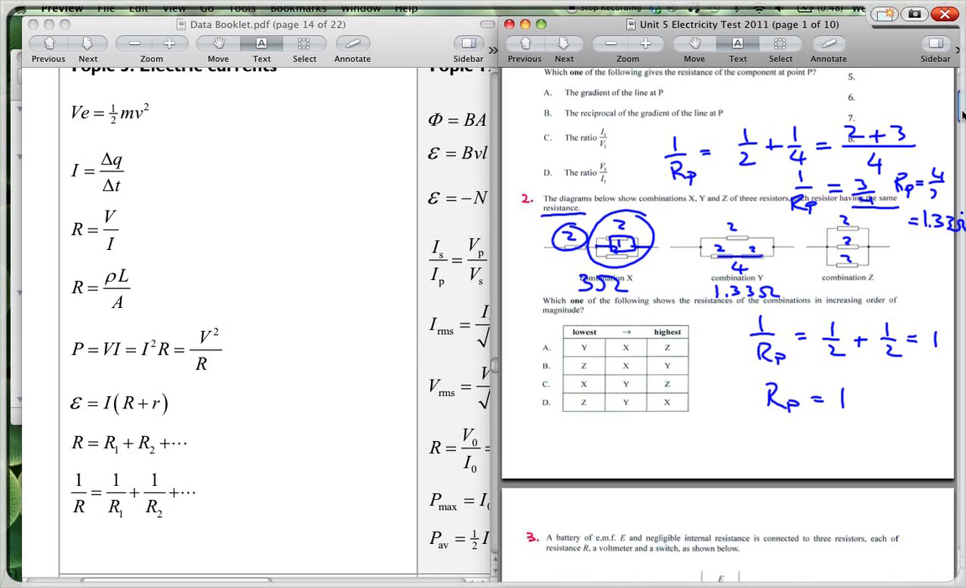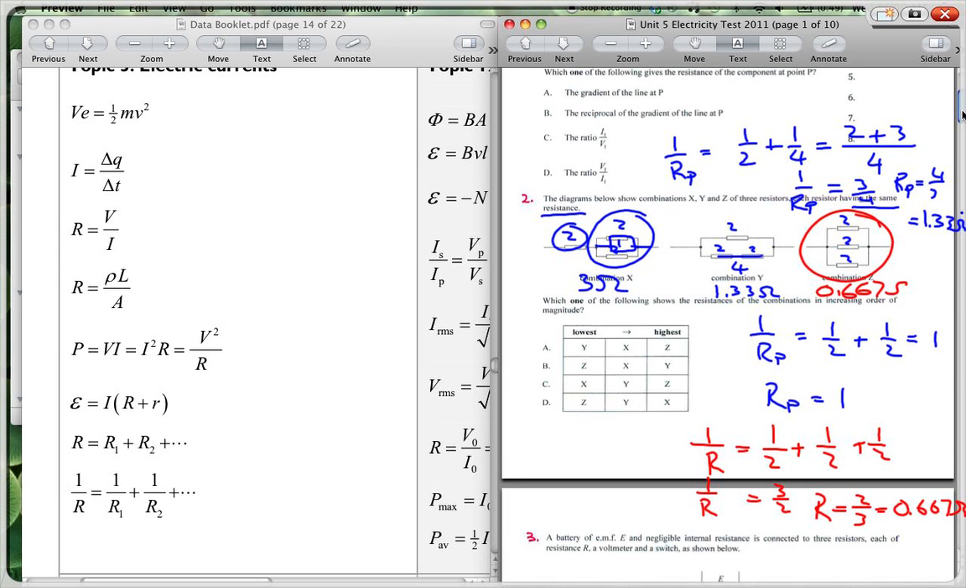And then for this one over here, to work out the total for that parallel section, 1 over R is 1 over 2 plus 1 over 2 plus 1 over 2, which is equal to 3 over 2. Then we invert both sides, so R is equal to 2 over 3, which is 0.667 ohms.